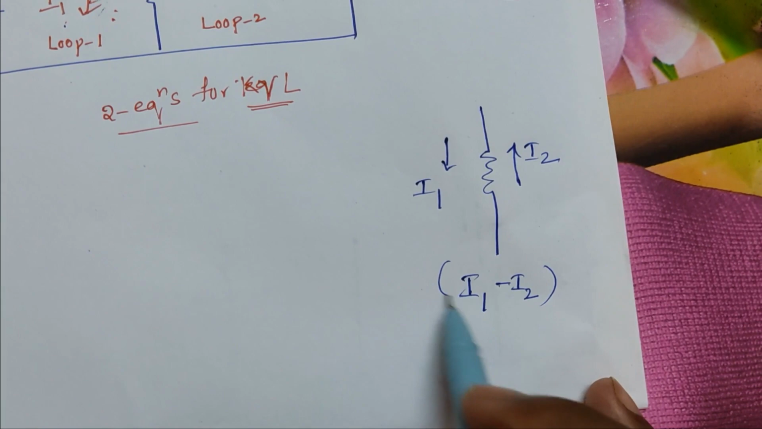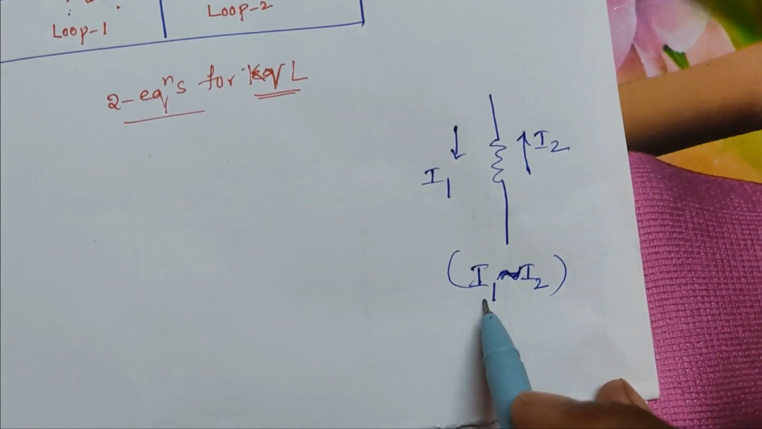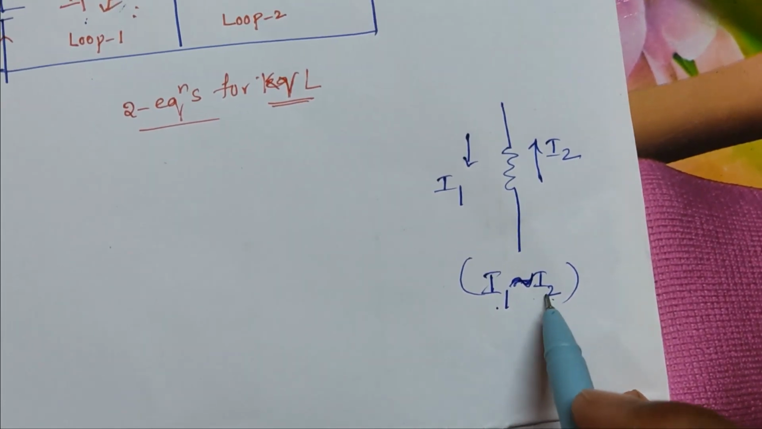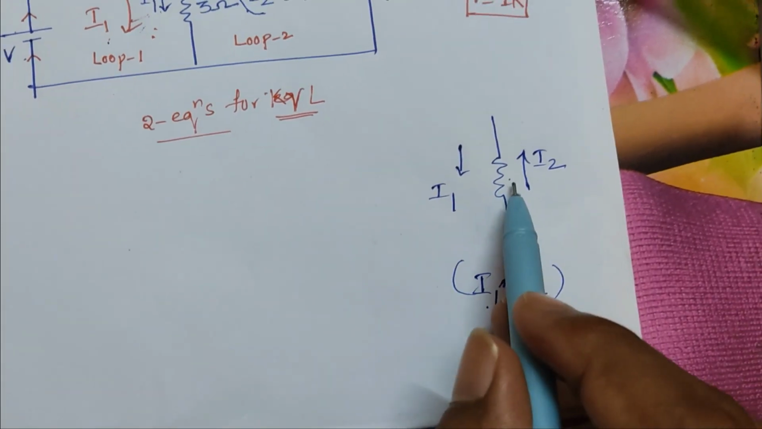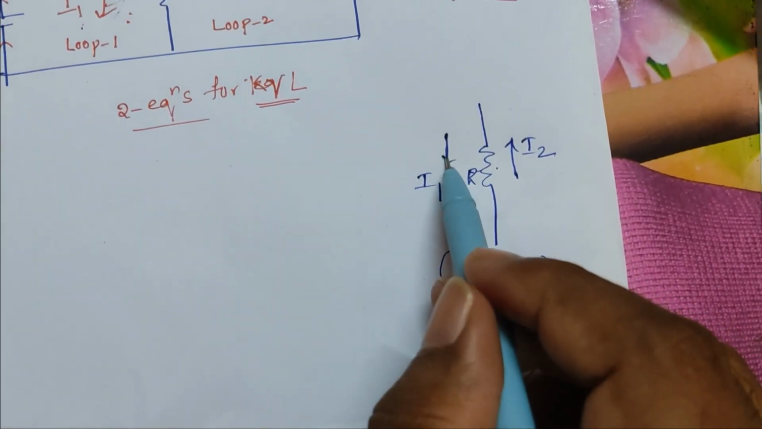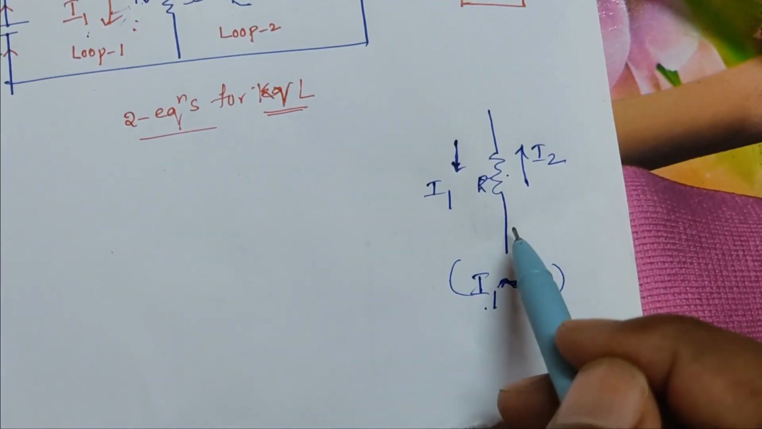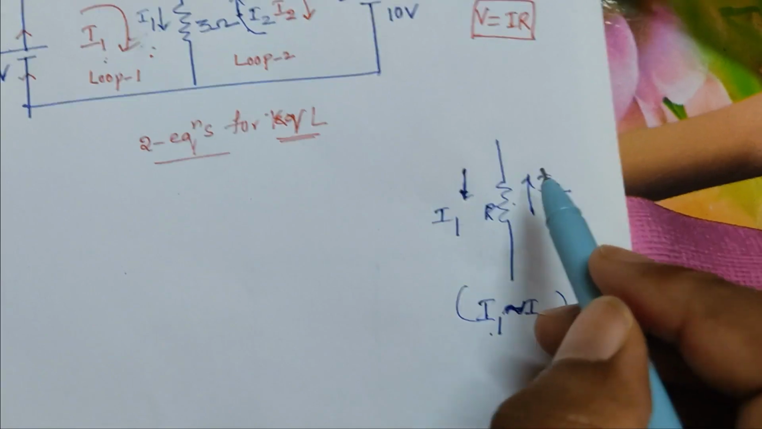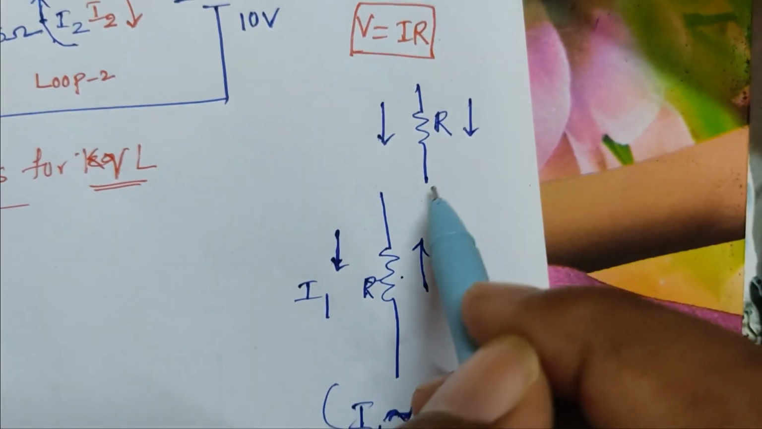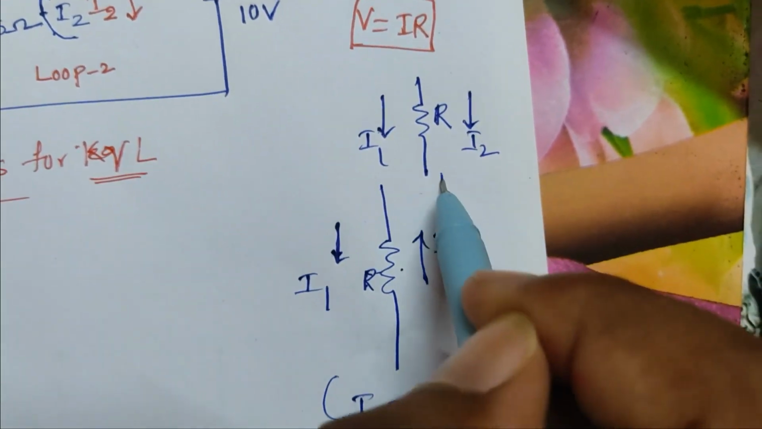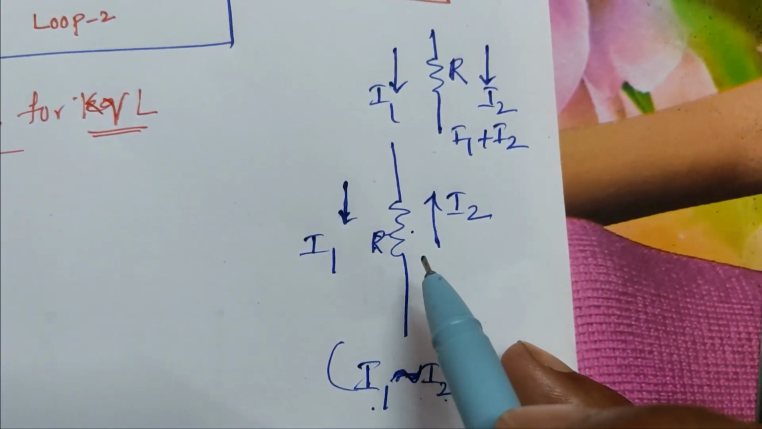The net current is the difference of the two currents. If I1 is higher, that will be I1 minus I2. If I2 is higher, that will be I2 minus I1. So across one resistor R, we have two currents flowing, one downward and another upward, and the net current will be the difference of both. If both currents were in the same direction, the net would be the sum, I1 plus I2. As they are flowing in opposite directions, we consider the difference of both the currents.